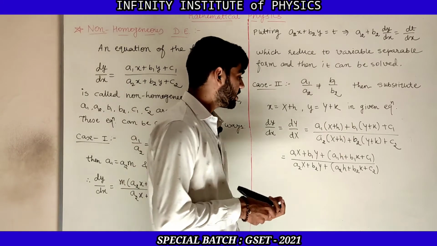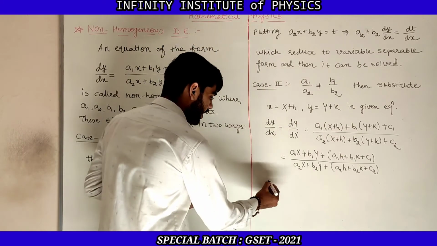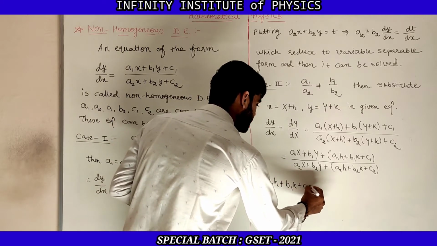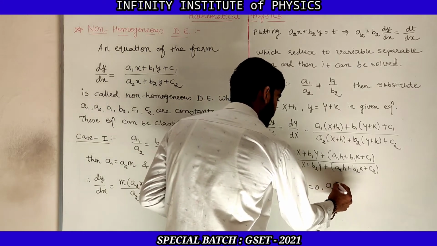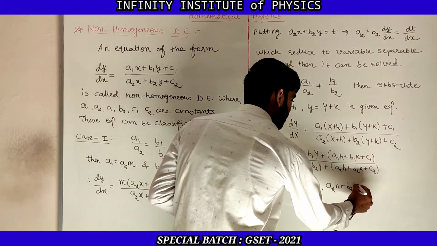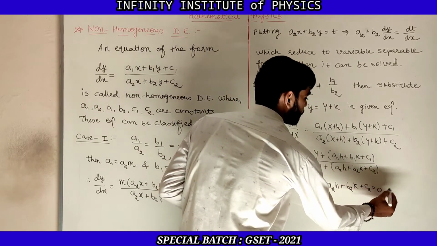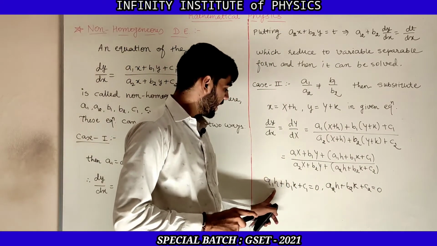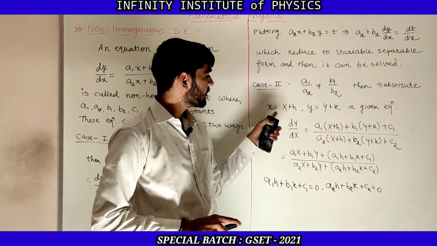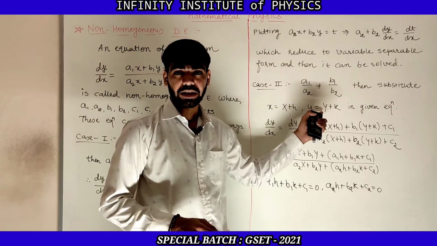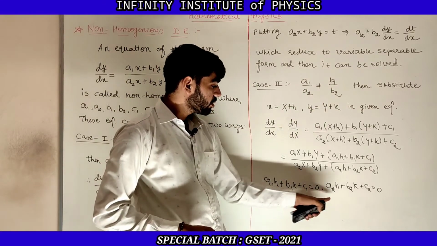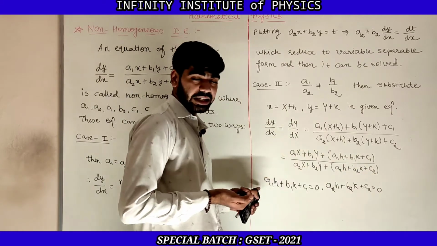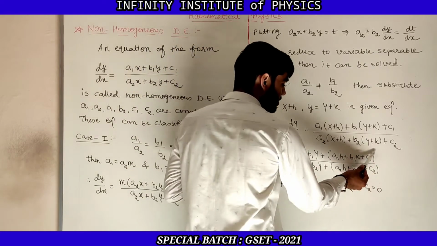That means we need a1h plus b1k plus c1 equal to 0 and a2h plus b2k plus c2 equal to 0. From these you need to find the values of h and k, which we assumed for small x and small y. So now you have two equations and two variables, h and k. Solve these two equations for h and k.